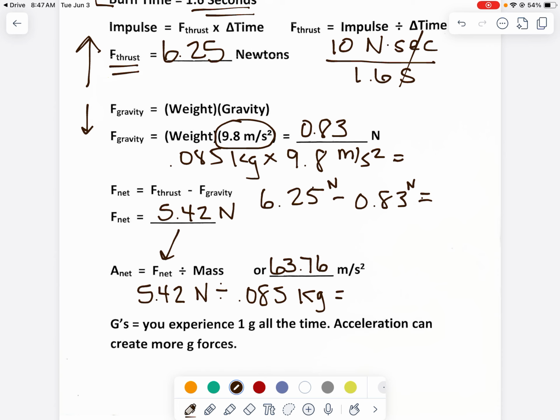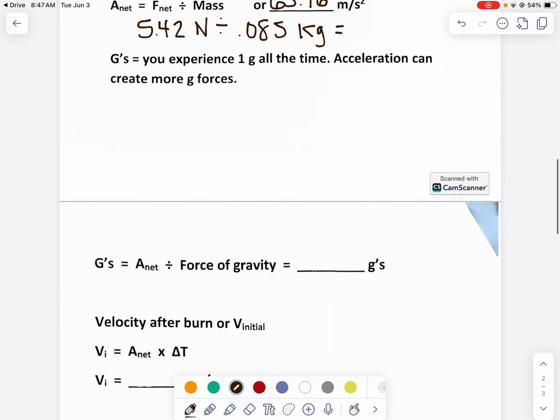Oh, excuse me. So, G's. Acceleration is directly proportional to G's, if you've heard of G's, like in flight or on roller coasters. G's is the amount of gravity that you experience. So you're always experiencing one gravity. But acceleration can make you experience more gravity.